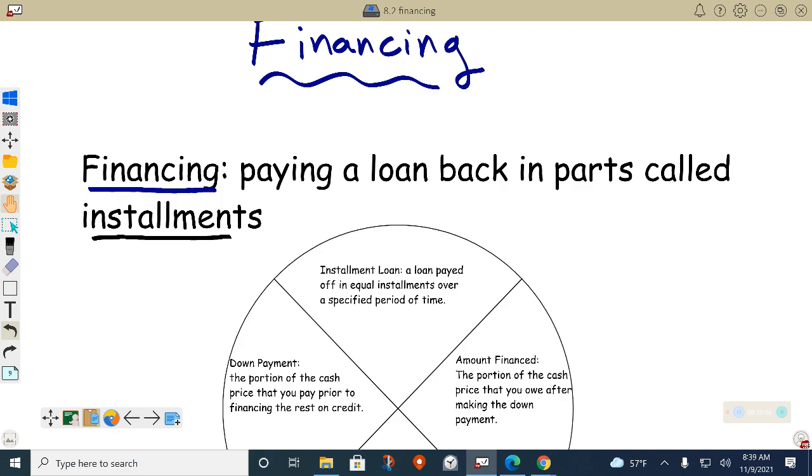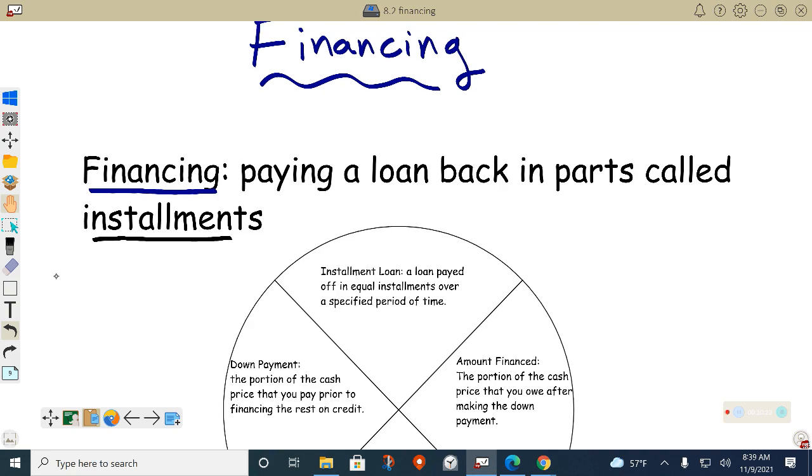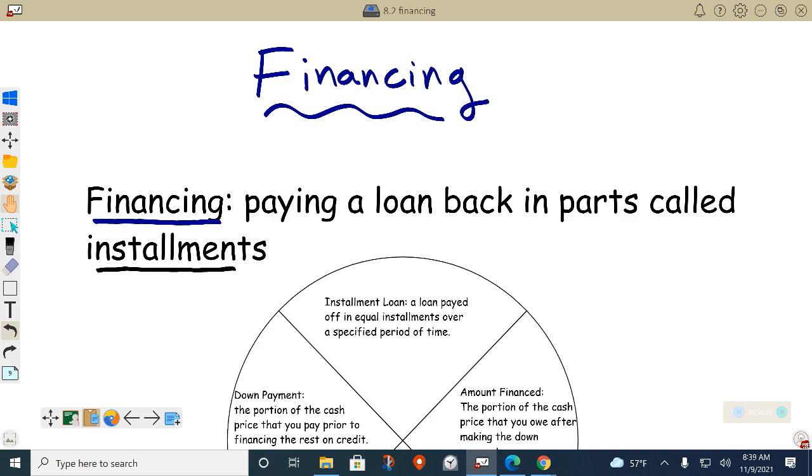Paying a loan back in parts called installments. And most of the time the installments are in months, per month. Monthly, we call them monthly installments. Financing. Big topic in personal finance.